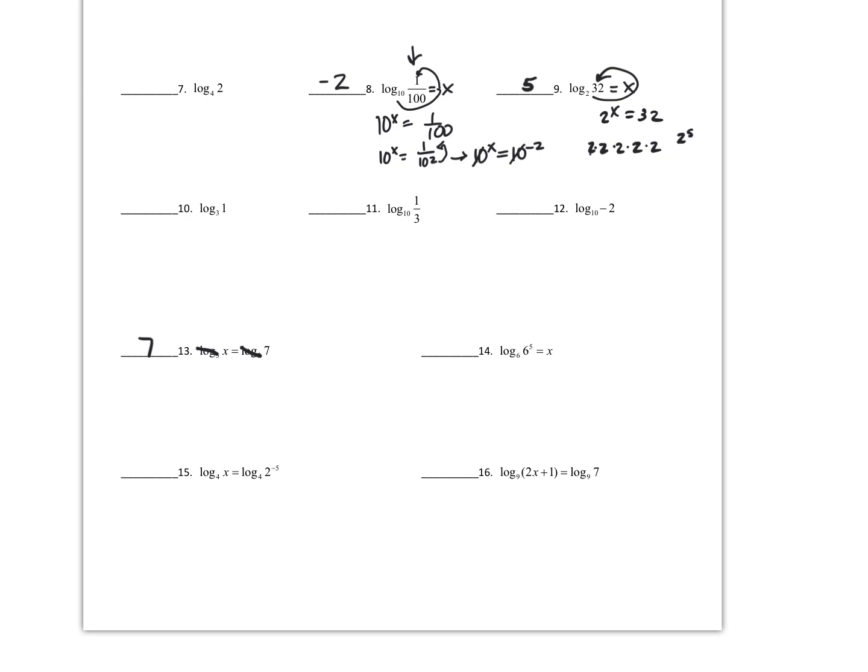What about 14? Log base 6 of 6 to the 5th is? It's just 5. Yeah. Why? Because if I swirl that out, I'm saying 6 to what power is 6 to the 5th? It's 5, right? See it?